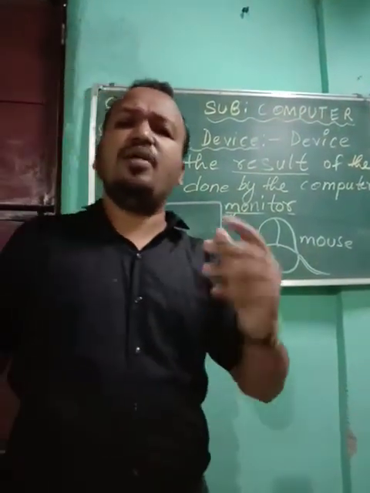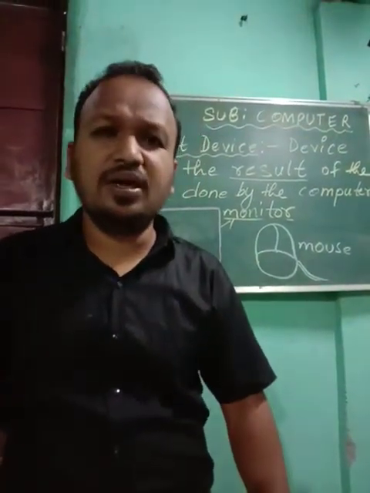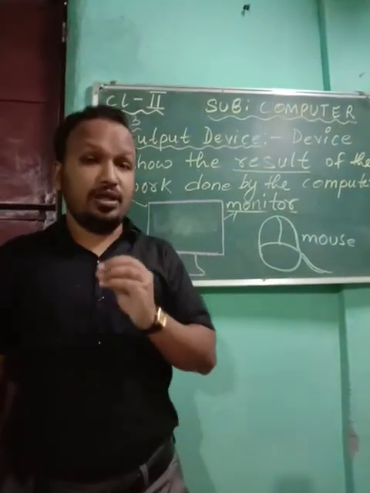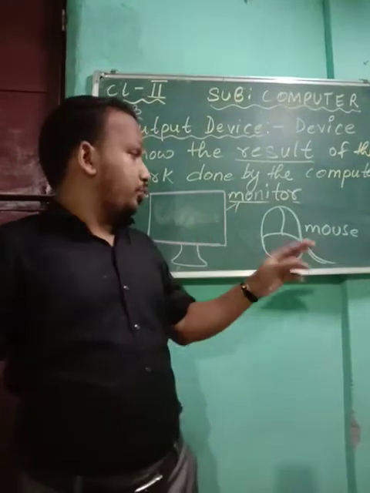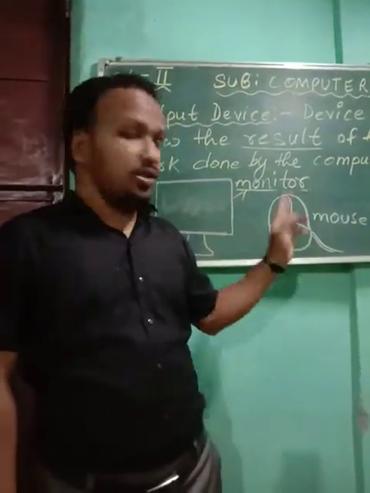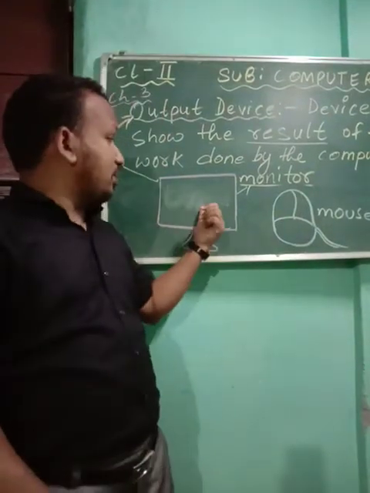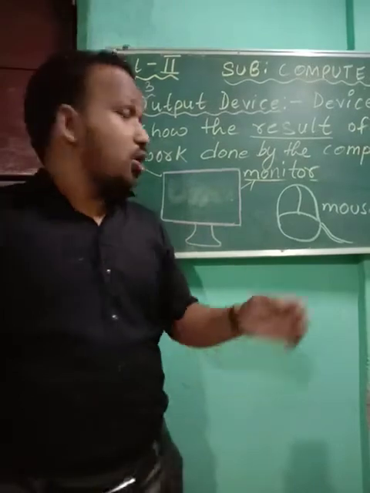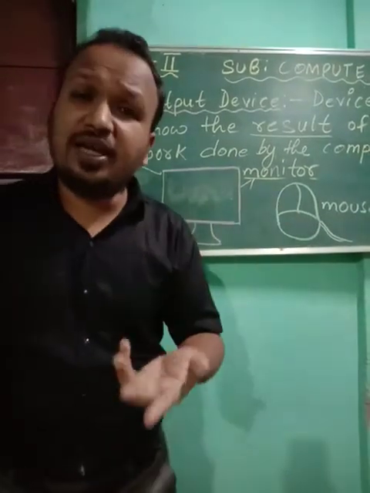Like in class 1 you have made many drawings. You loved making them, and you put color. In that case, what were you using? You were not using the keyboard, you were using the mouse to make the beautiful diagram. So the mouse is your input device and the monitor is your output device. Why? Because the monitor will give you the result. You are going to make a tree.